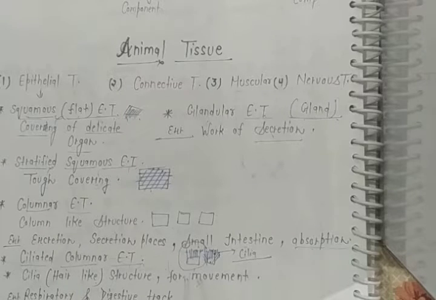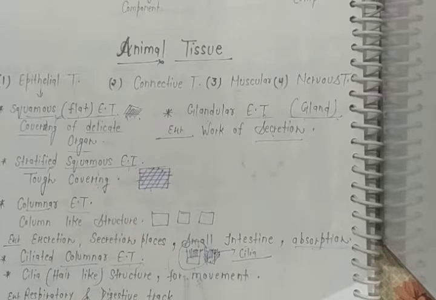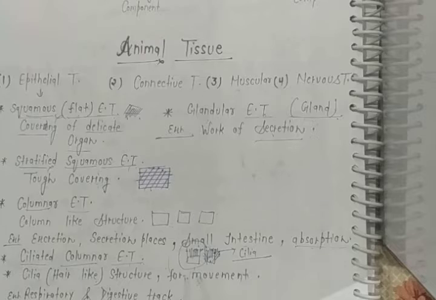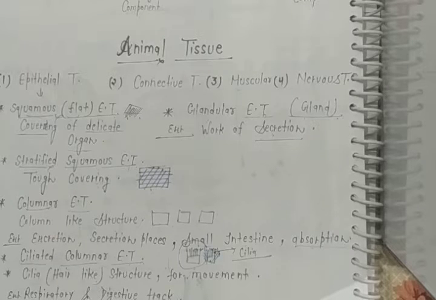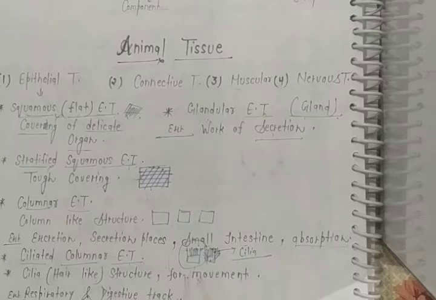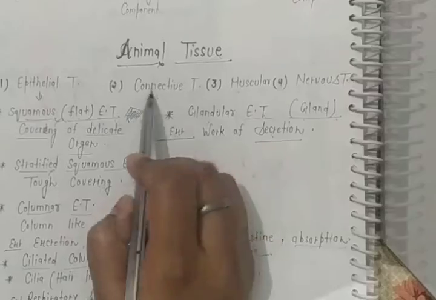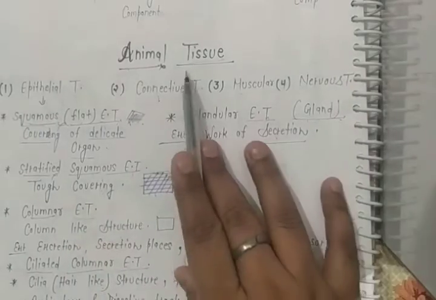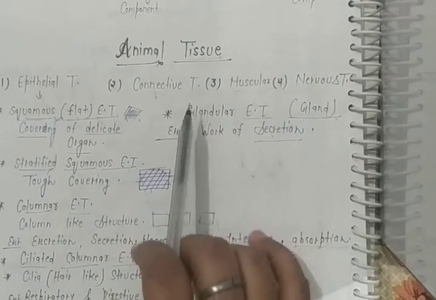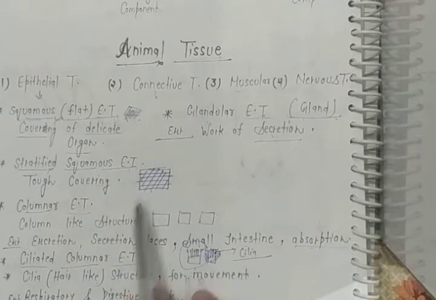Hello students, in the previous video we already discussed plant tissue completely, and I hope all of you understood it very well. So today we will see a complete description of animal tissue. That type of tissue which is usually present in animals is known as animal tissue.